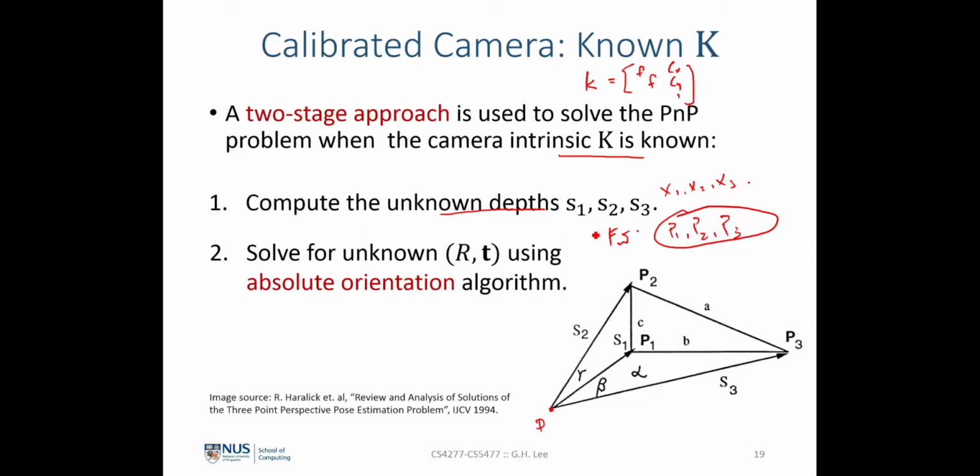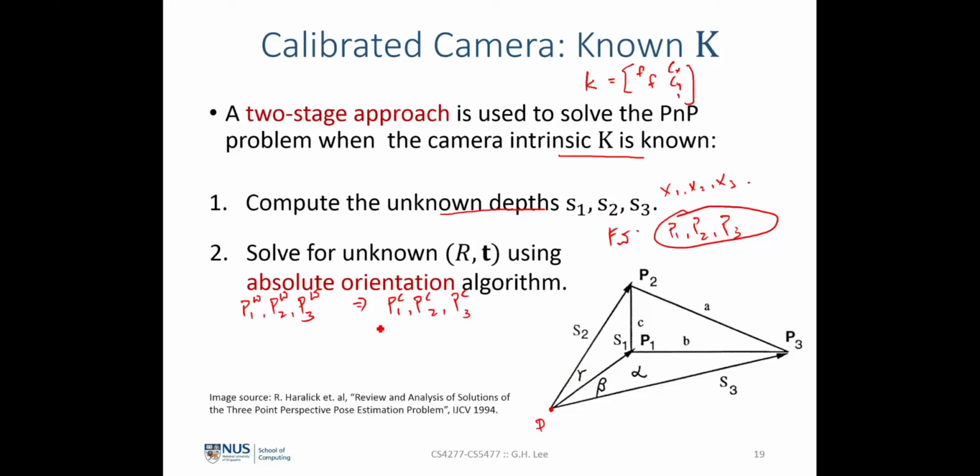What it means here is that once we have computed the depths, suppose we further denote these points P1, P2, P3 as in the world frame, for example. Let's just use a superscript here. After computing the unknown depths, we will get the corresponding 3D points that are defined in the camera frame. I'm going to denote these as P1C, P2C, and P3C, for example. Then once we get these two sets of 3D points, of course, the first set is given. The second set is what we compute from the unknown depths S1, S2, S3.